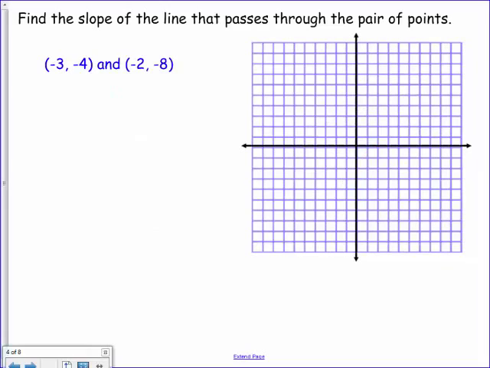Let's take a look at another one. Negative 3, negative 4, and negative 2, negative 8.